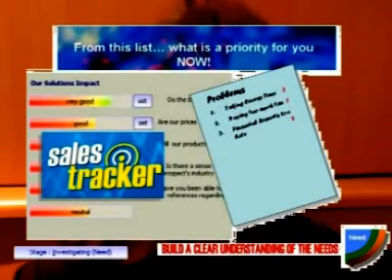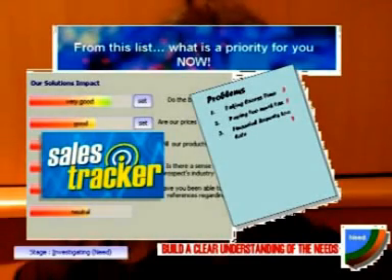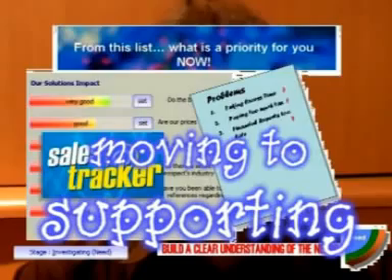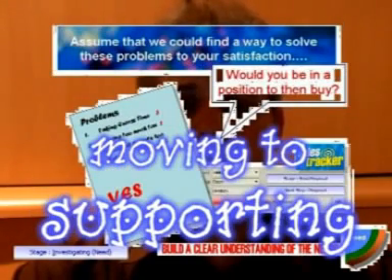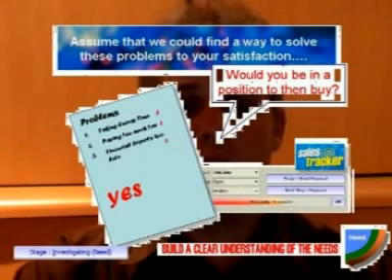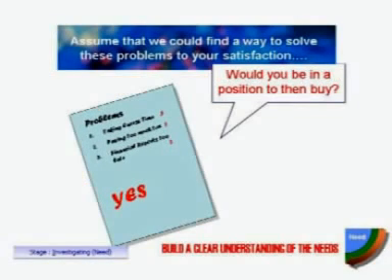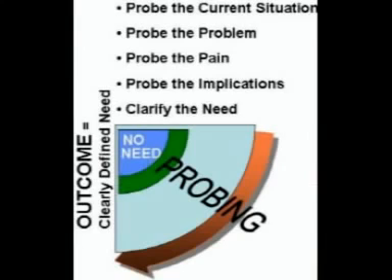And then part of clearly understanding the client's needs is confirming with him, saying, assume that we could find a way to solve these problems to your satisfaction. Would you then be in a position to buy? So we've prioritized it. We've asked him the question, now if we can solve these problems, would you be in a position to buy? If he says no, well, at that stage you probe further and you say, well, is there another problem? Why would we not buy? So you don't have to continue unnecessarily. But in all likelihood, you'll say yes, most definitely.